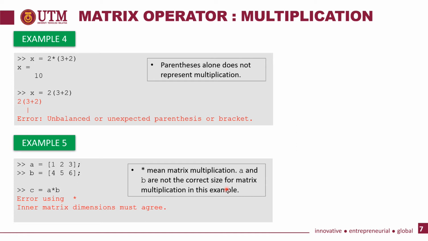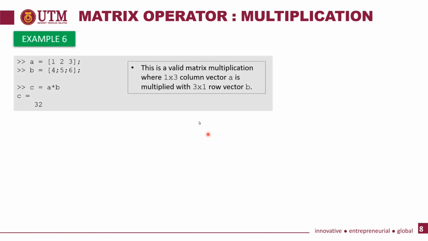Previously for addition, you needed matrix A and matrix B with the same size, but in multiplication, you need to fulfill the condition of matrix multiplication. So in this application, with the same size of A and B, we cannot multiply them with each other. So what is the condition of matrix multiplication that we can apply? Let's take a look at example 6.